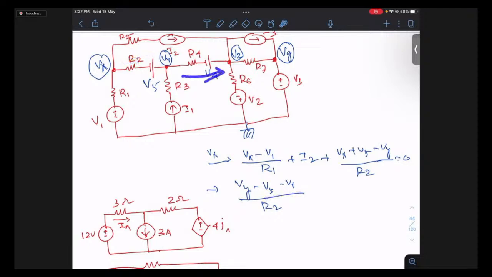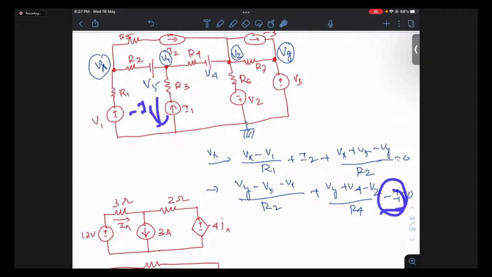Similarly, how much do you get for this? For this, you get (Vy plus V4 minus Vz) divided by R4, minus I1 equals 0. I said the sum of outgoing current is 0. So if this current is I1, there is nothing wrong to say this current is minus I1. That's why I'm writing here minus I1 equal to 0.